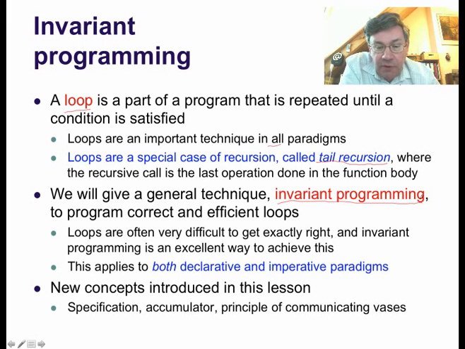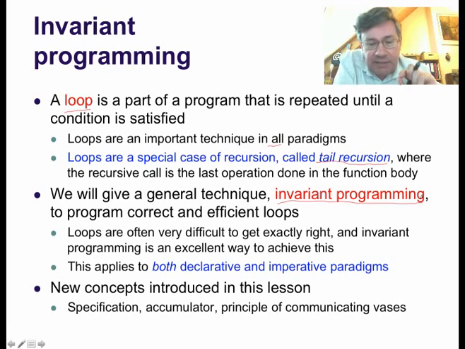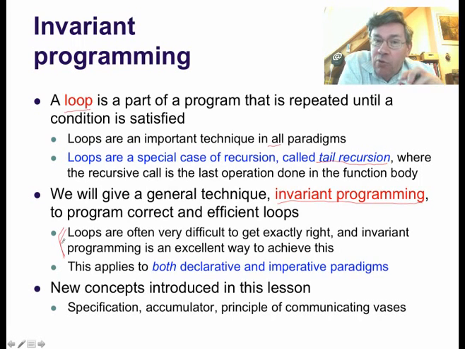This is very important because loops are actually very tricky things, especially the border conditions. And in many cases, it's very hard to get them exactly right. And invariant programming is an excellent way to make sure your loops are exactly right.